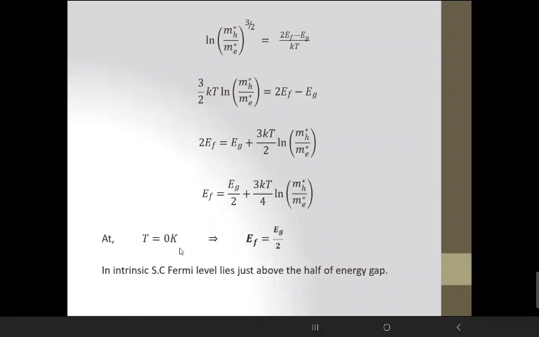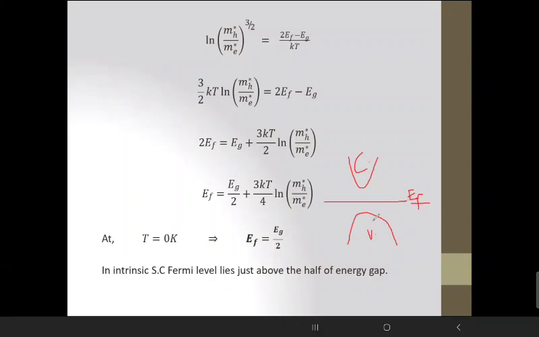At T equal to 0 Kelvin, what will happen? EF is equal to EG by 2. So at T equal to 0 Kelvin, if this is your valence band and this is your conduction band, your Fermi energy is at the middle of the energy gap.